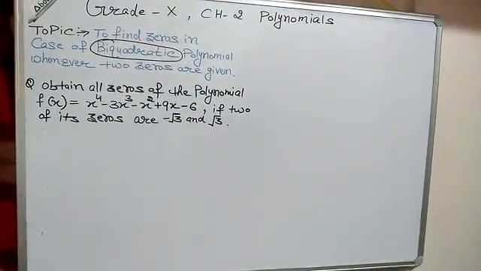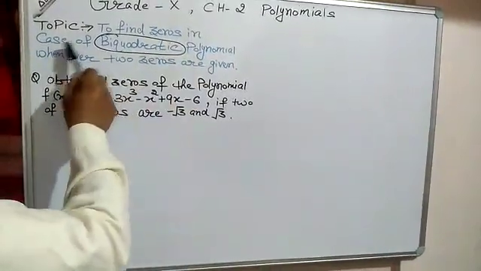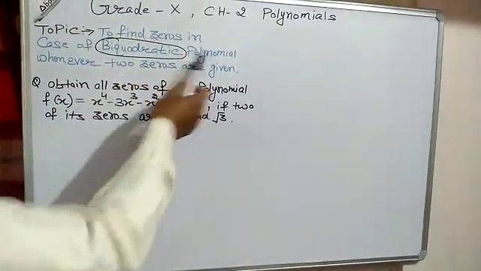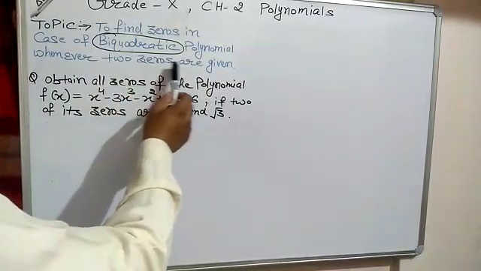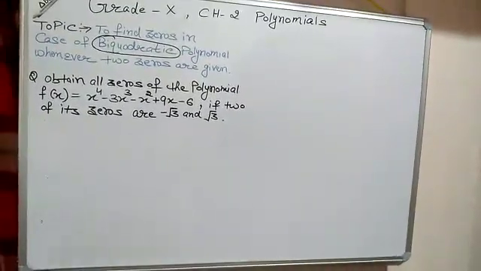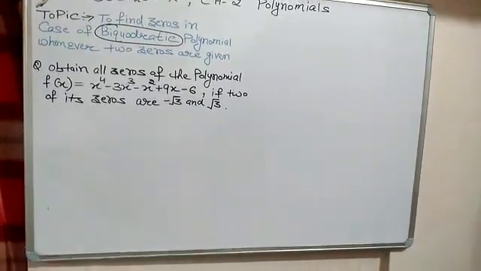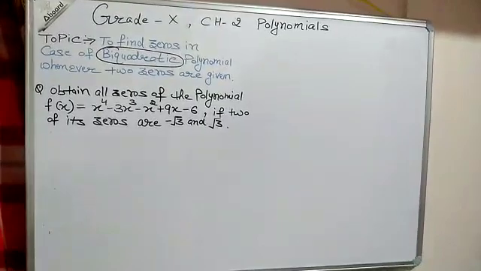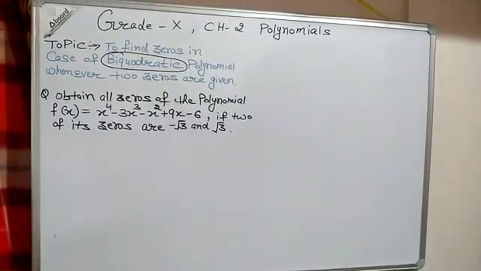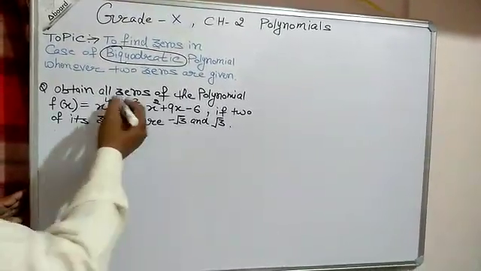Students, our today's topic is how to find out zeros in case of a biquadratic polynomial whenever two zeros are given. We already know biquadratic polynomials are those polynomials whose highest degree is 4. So see how we can find out the zeros in case of a biquadratic polynomial whenever two zeros are given.